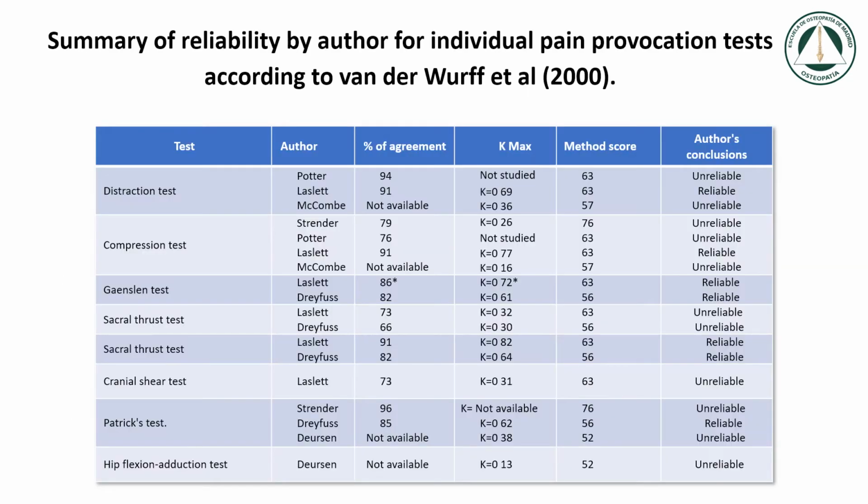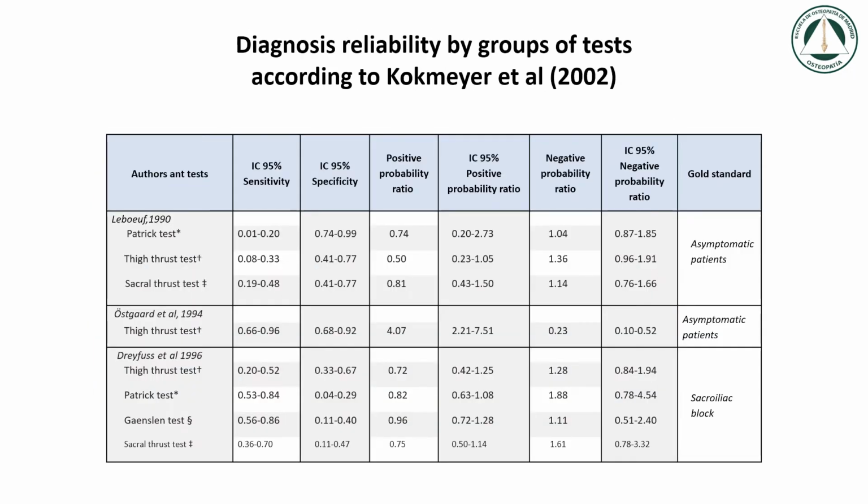The study by van der Werf et al. 2000 showed an acceptable reliability for 5 pain provocation tests. However, since other authors have described contradictory results, there is a need for more research on sacroiliac joint pain provocation tests. It has been suggested that using a test cluster is a more reliable way to proceed. It would be better than using individual tests.